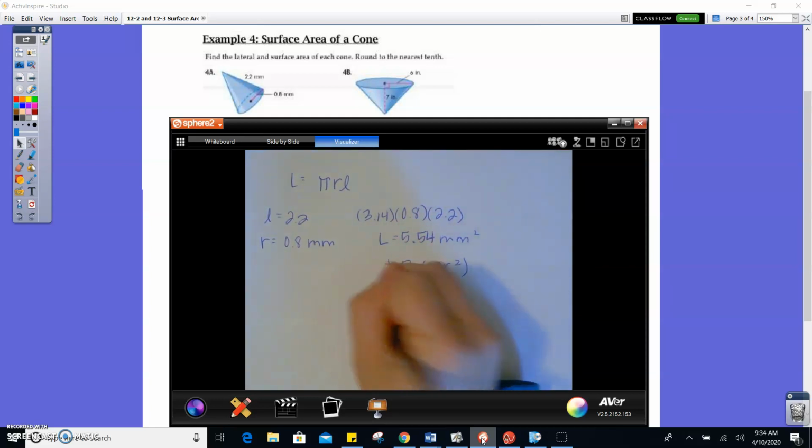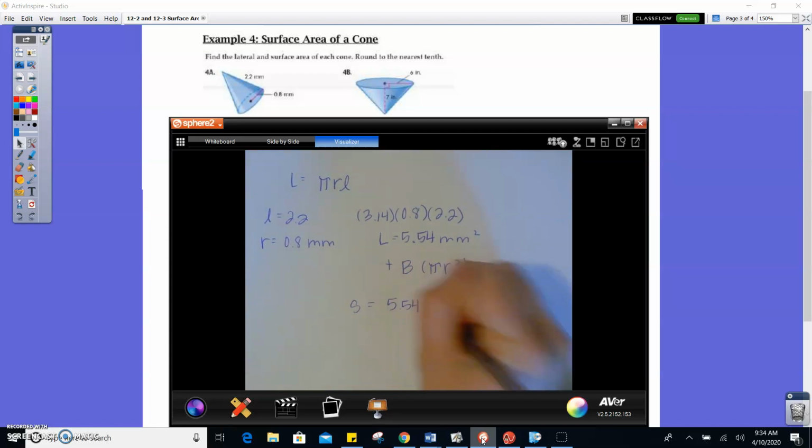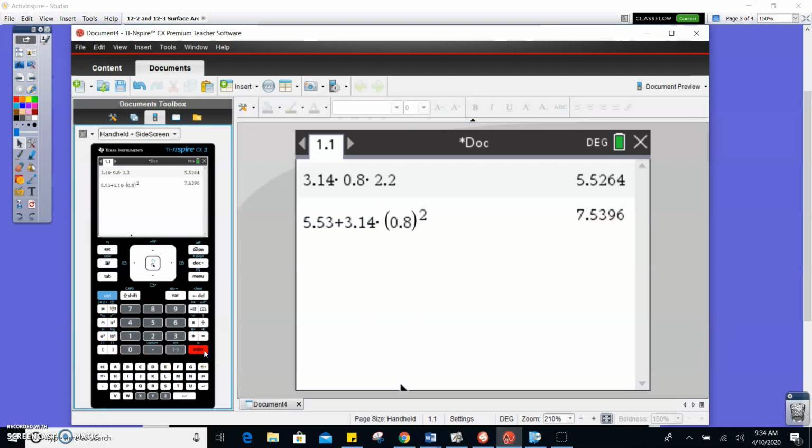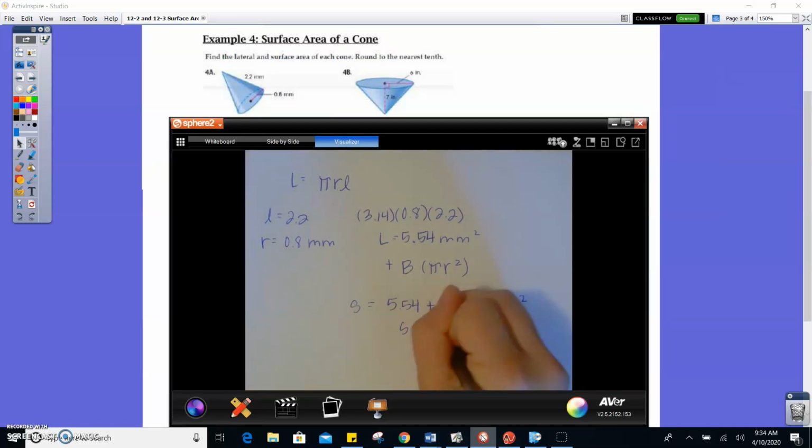So for total, I'll take my lateral, which was 5.54, and then add in pi, which is 3.14, times my radius, which was 0.8 squared. So come back to the calculator. 5.54, my bad guys, plus 3.14 times 0.8 squared, which gives us 7.54 as our total surface area. That's 7.54 millimeters squared.